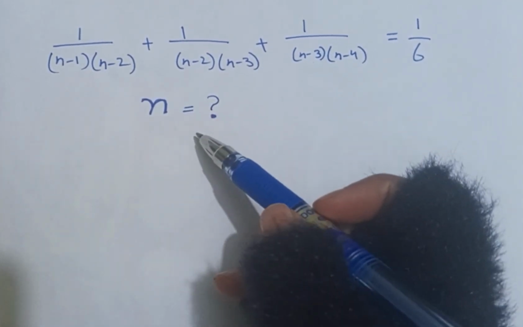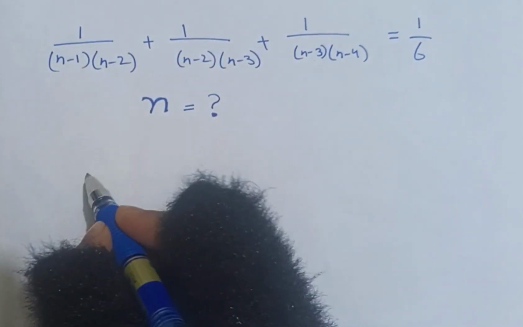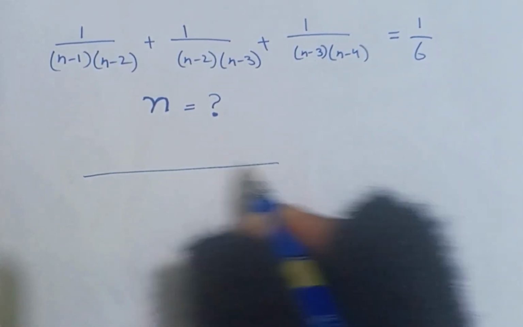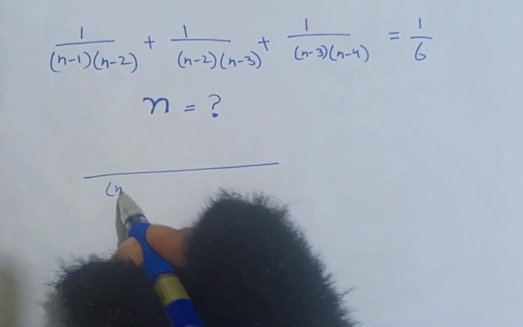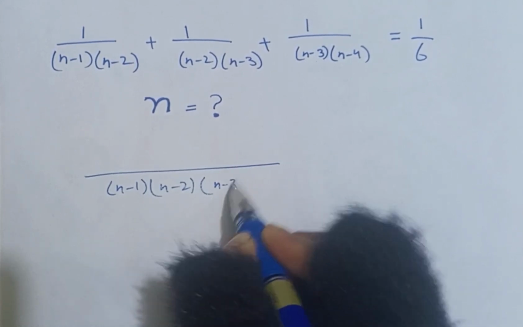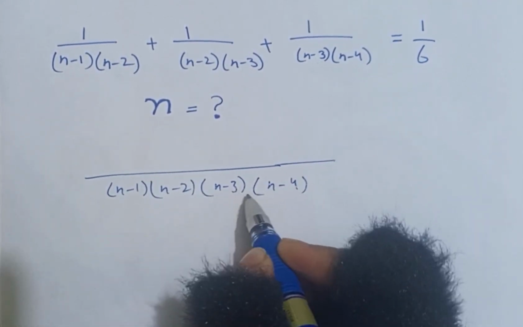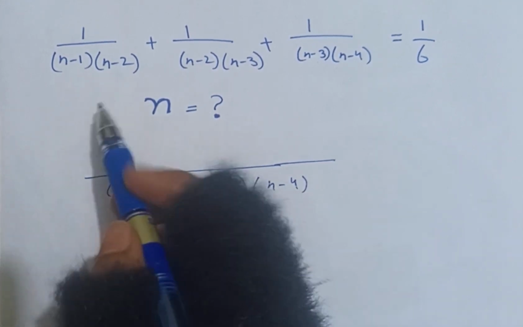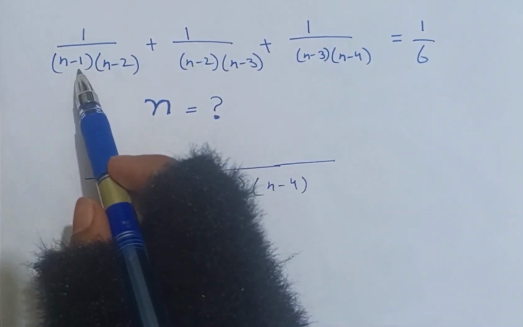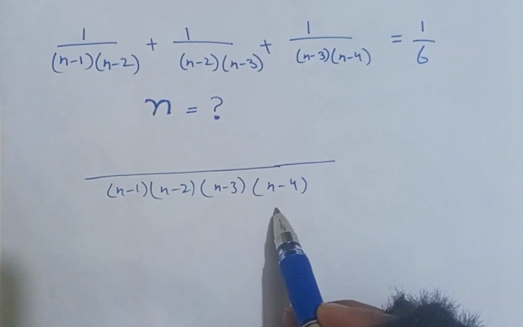So let's start. Look at the left hand side. We take the LCM on the left hand side, so this will become (n minus 1)(n minus 2)(n minus 3)(n minus 4). So this is the value of the denominator.